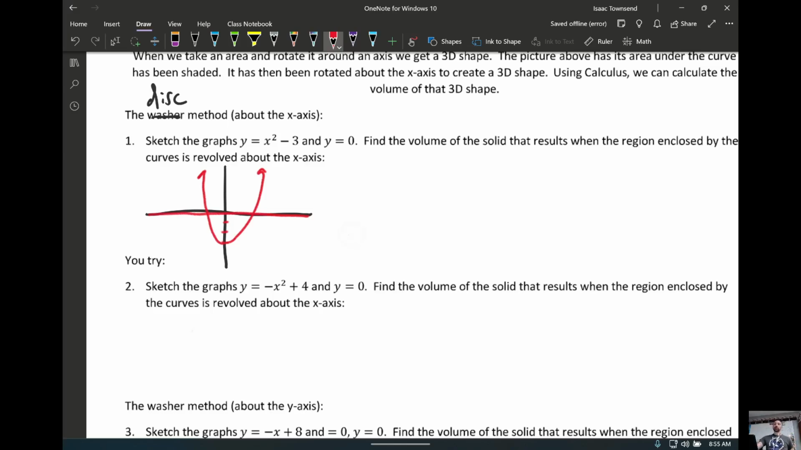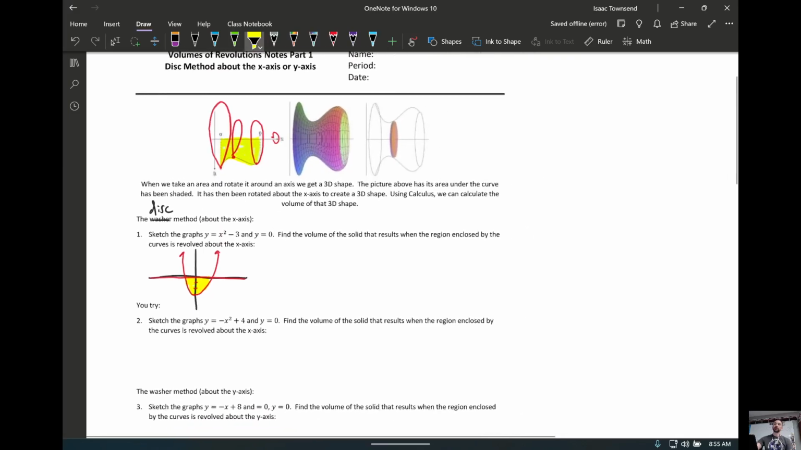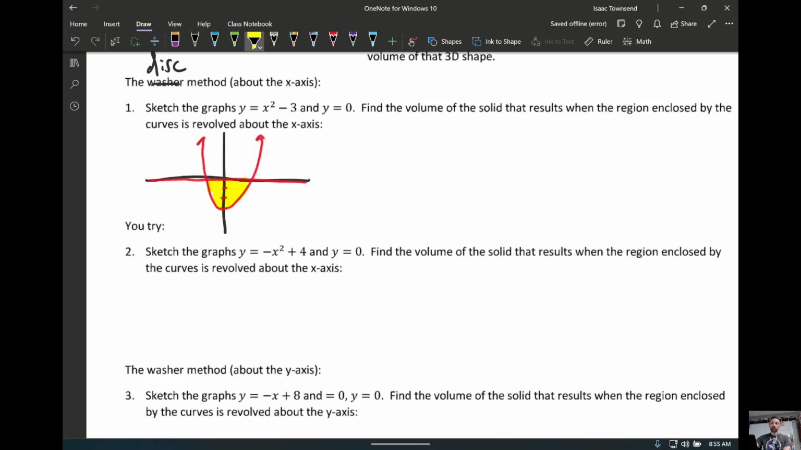So in all of these questions, there's going to be an area that's trapped under those functions. Just like up here, there was this area that was trapped that I highlighted. That area is what's spinning around the x or y axis. So in this question 1, this is what I'm trying to spin.